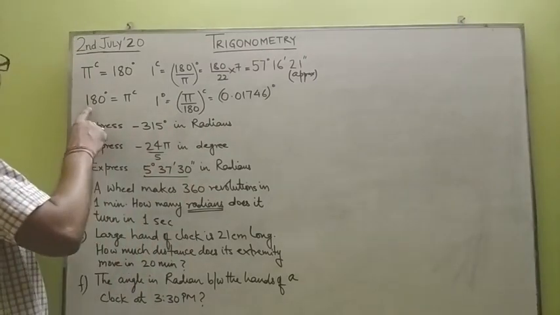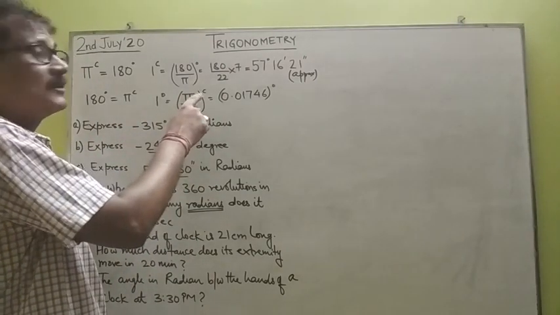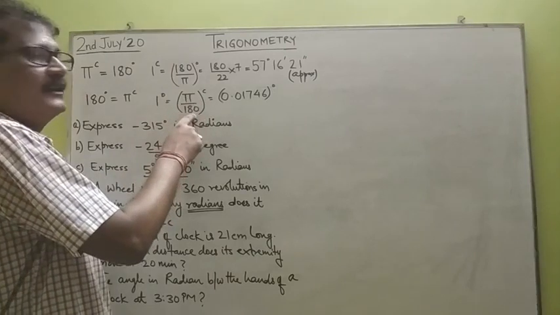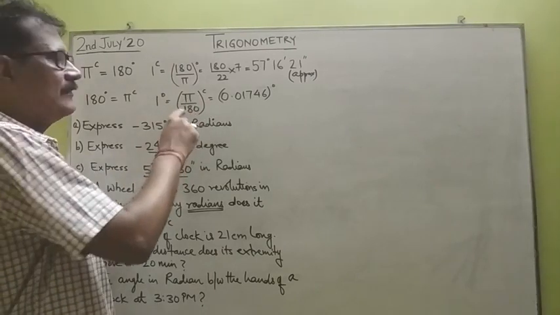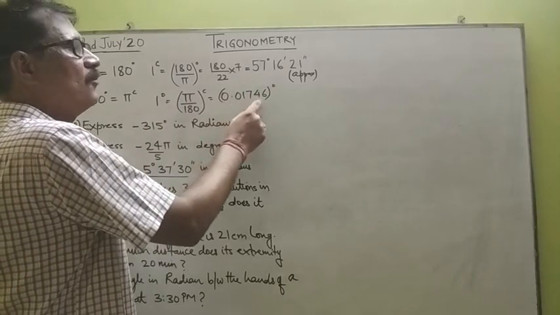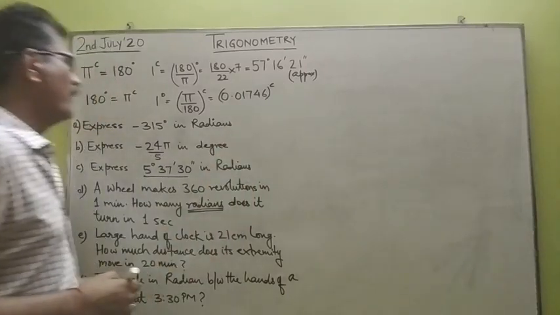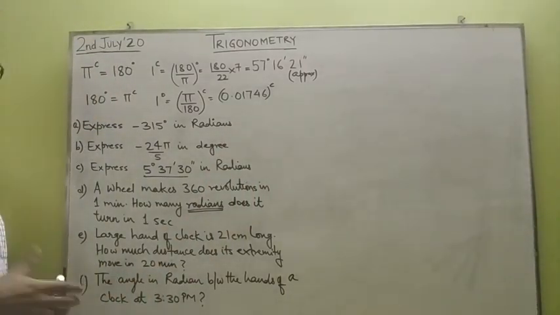Similarly, 180 degrees is pi radian. So 1 degree when expressed in terms of radians becomes pi upon 180, and when substituting pi as 22/7, this 1 degree turns out to be 0.01746 radians. Okay. Now let us do sums.